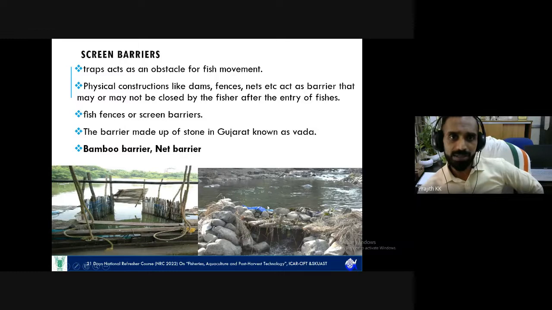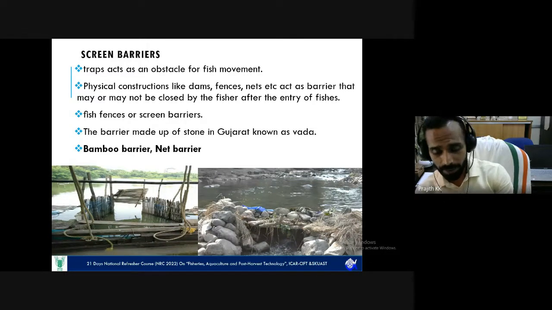So sometimes physically constructed dams, fences, nets act as a barrier, and it may or may not be closed by the fisher after the entry of the fishes. Sometimes it is fabricated with a net, bamboo barrier, etc. This is a view from Gujarat. It is locally known as Vada.